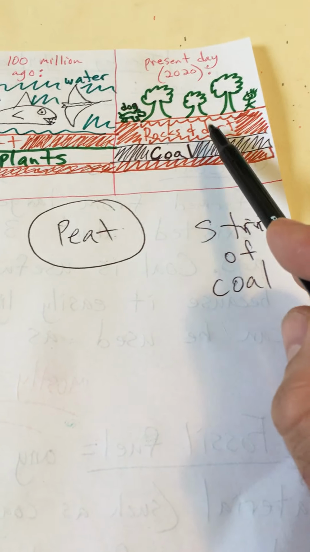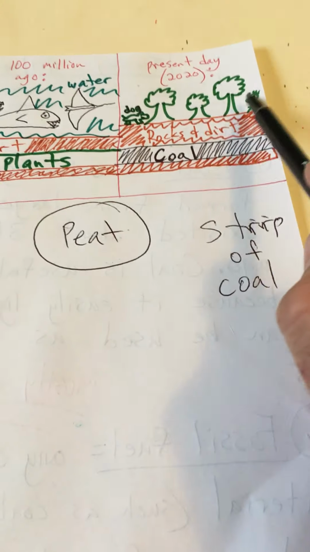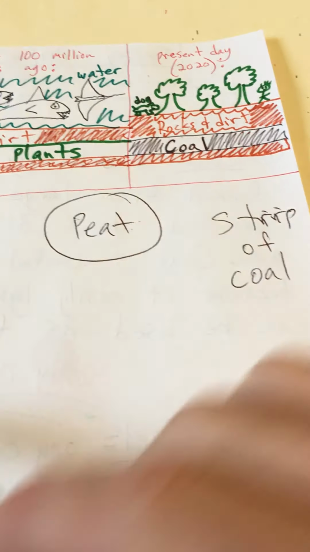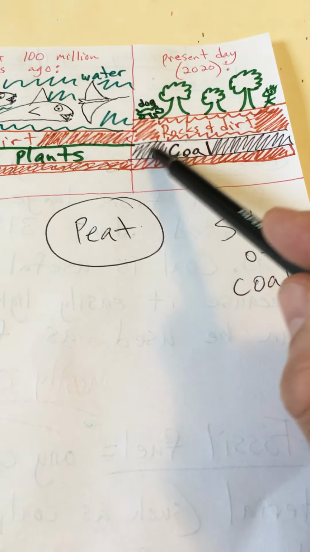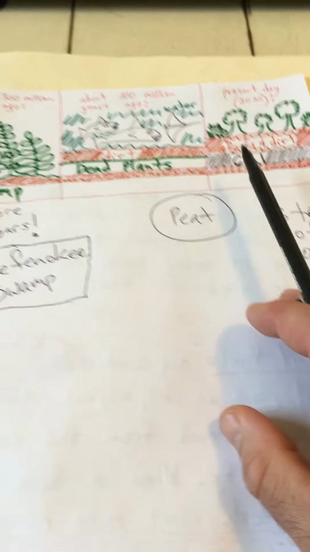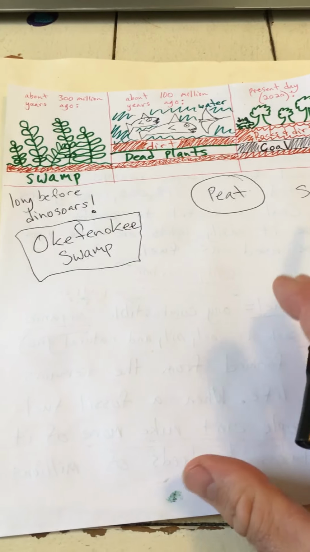Okay, so you have this coal, and then on top of that is rocks and dirt, and on top of that are the trees, and there's me, and there's Charlie, right, the dog. So deep down under the ground now is coal, okay? So that's how the coal was formed.